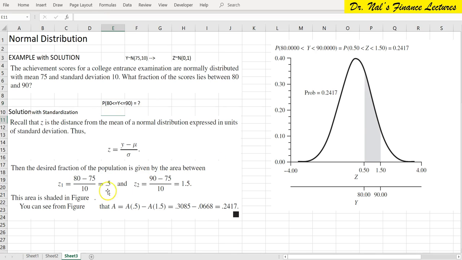But what we are doing effectively, by standardizing it, is turning this problem into the following problem. Make sure you understand the distinction. Now that we have this transformation, y is transformed into a z, right? So we want the probability that z is between 0.5 less than or equal to z less than or equal to 1.5.